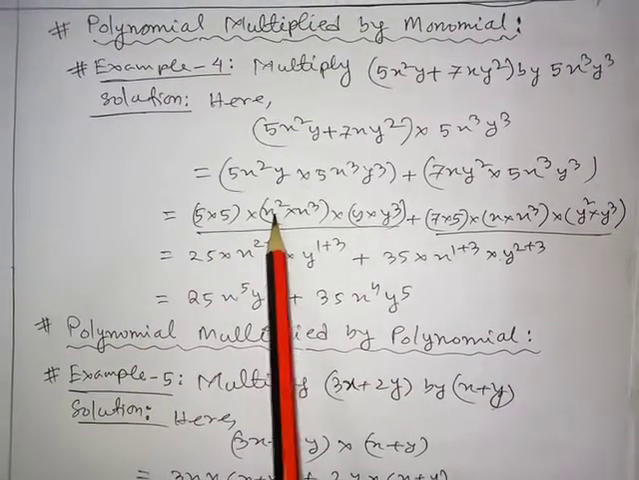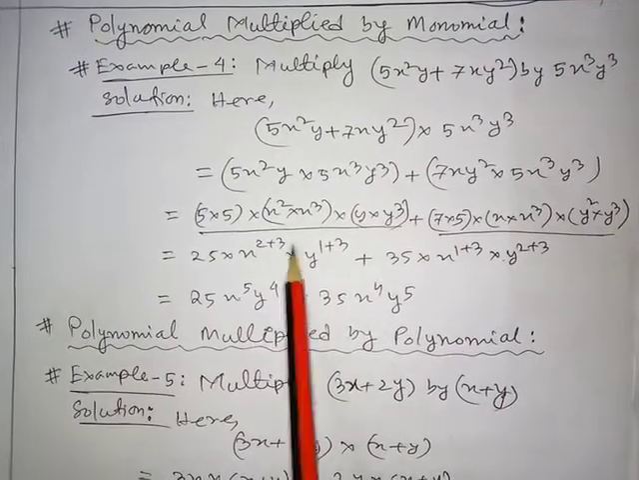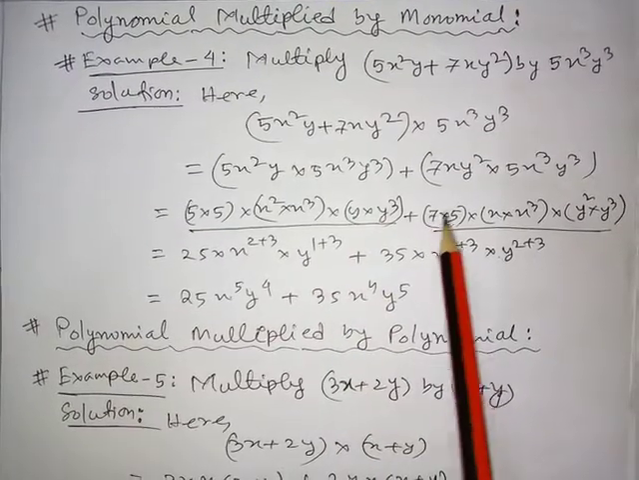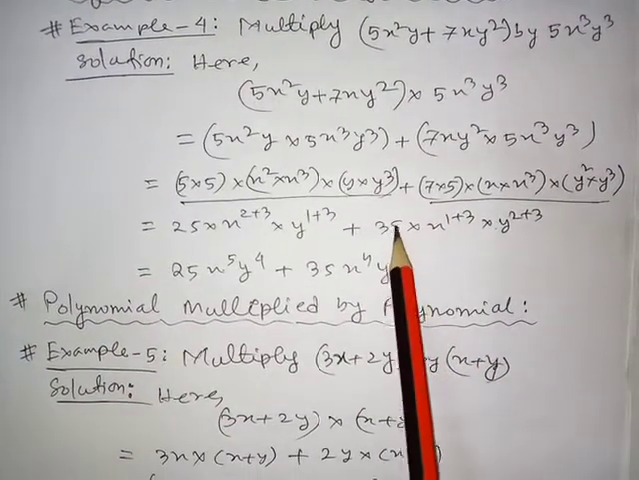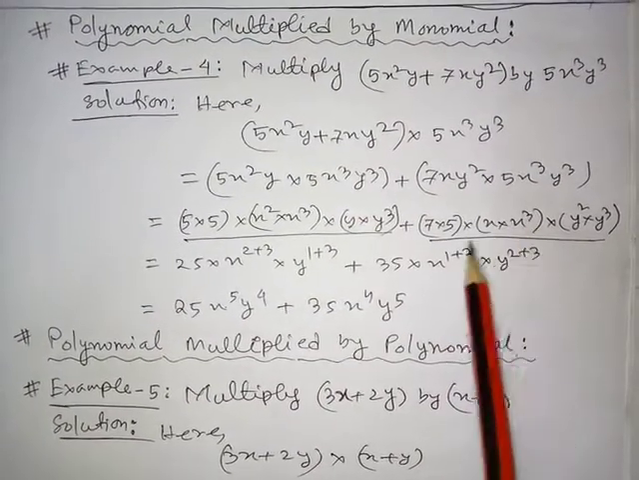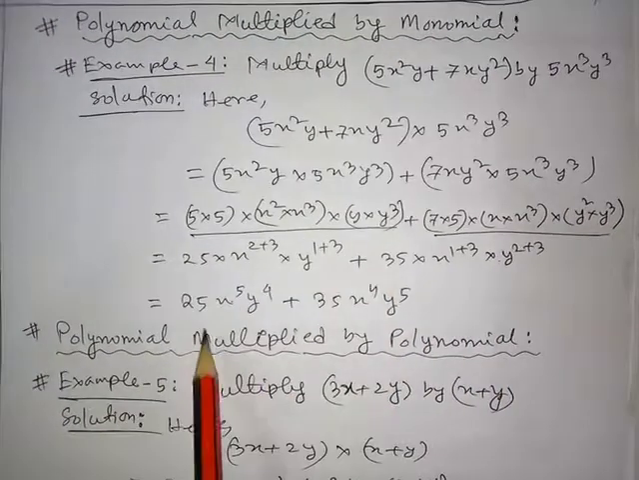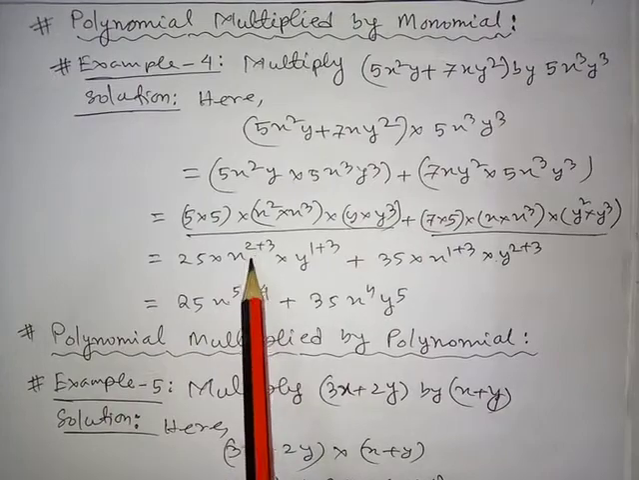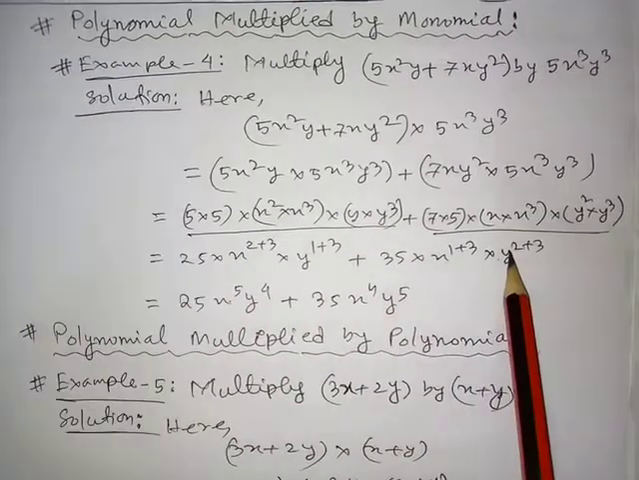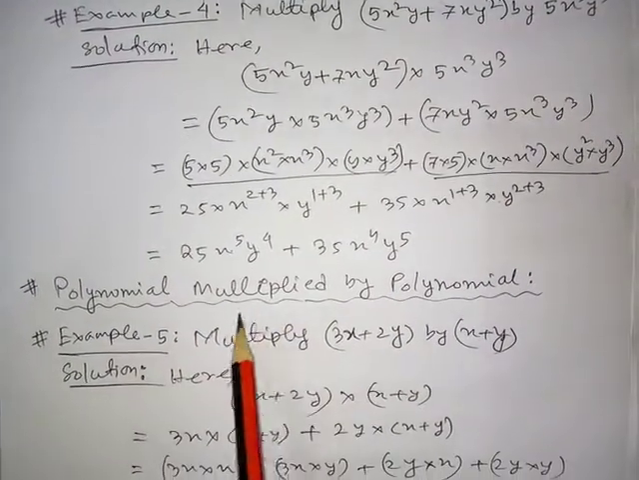5 times 5 is 25, x square times x cube. The base is the same, so the powers will be added: x to the power 2 plus 3. Here also the base is the same, so the powers will be added, 1 plus 3. 7 and 5 multiplied is 35. And here is x cube, so powers 1 and 3 will be added, 1 plus 3. Here y square times y cube, so the powers will be added, 2 plus 3. Now we are getting 25x^5y^4, and here 35x^4y^5.